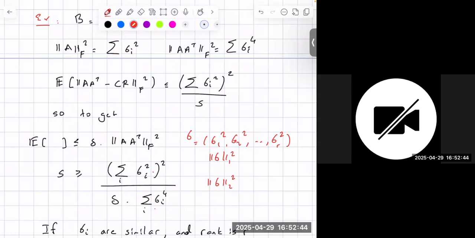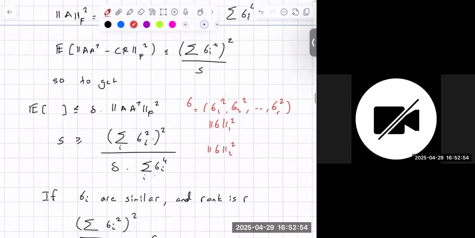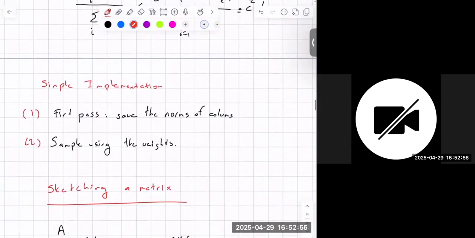So for this thing to make sense, your matrix should be gigantic. If your matrix was already less than 1,000, don't even do this, right? So it should be millions or whatever. It's for massive data. Okay.